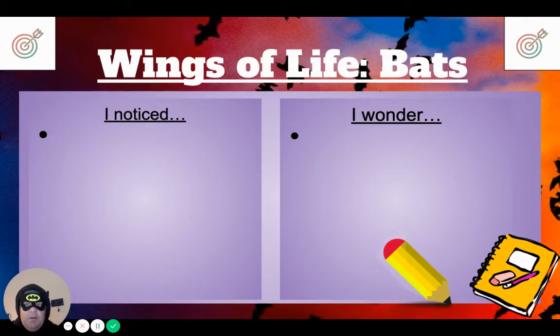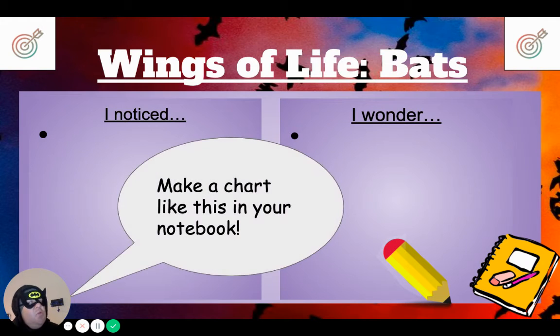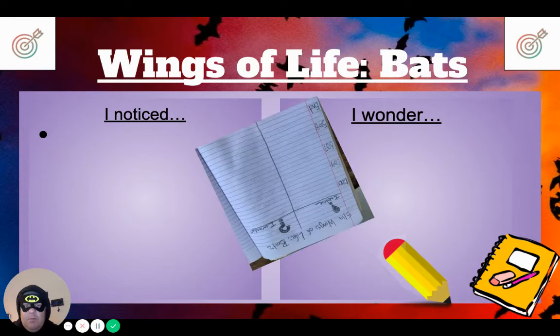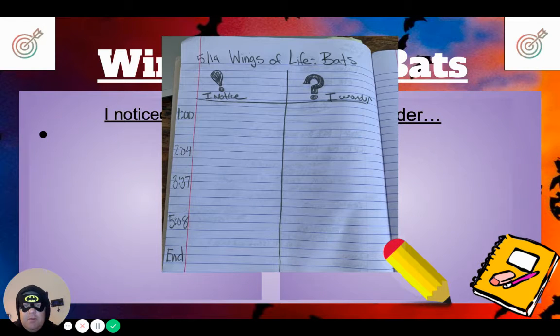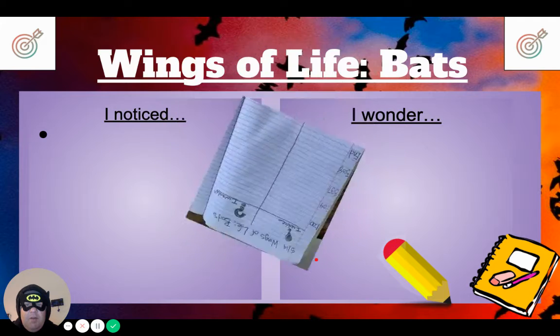Does this look familiar? Make a chart like this in your notebook. Here's Batman's. Wings of Life, bats. I notice, I wonder. We're going to stop the video at 1 minute, 2 minutes and 4 seconds, 3 minutes and 37 seconds, 5 minutes and 8 seconds, and then again at the end. And we're going to talk about what we notice and what we wonder. Be ready to do that.